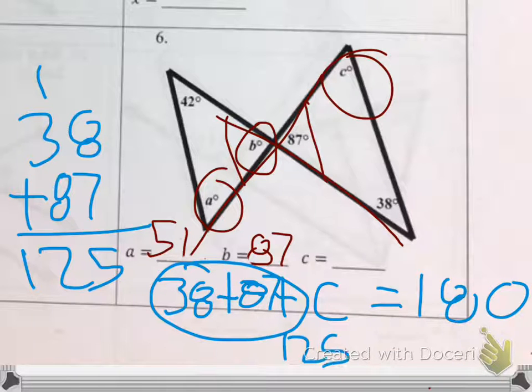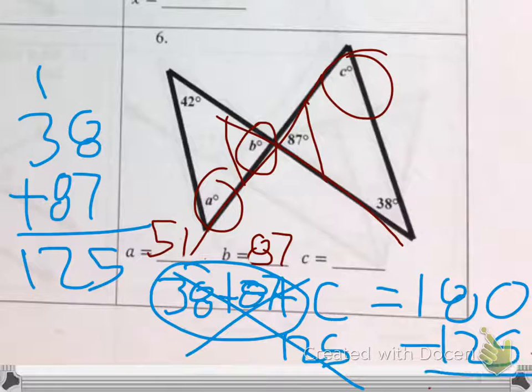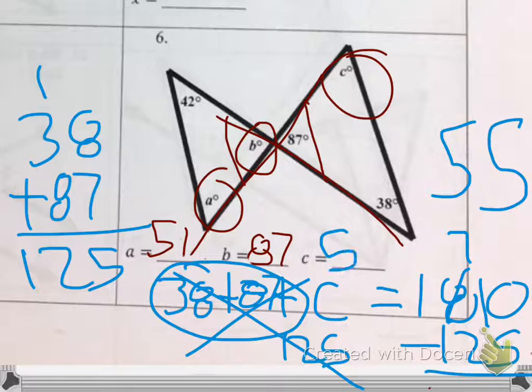This cancels out right here. Now minus 125. That's a 5. I'm going to write it above it. 55. Okay, now we're going to flip the paper over and do the other problems.